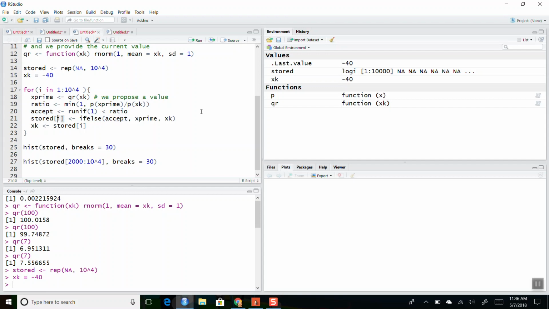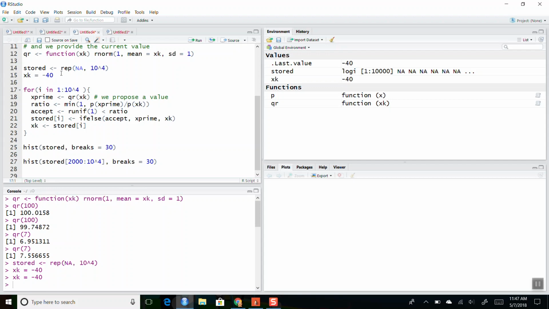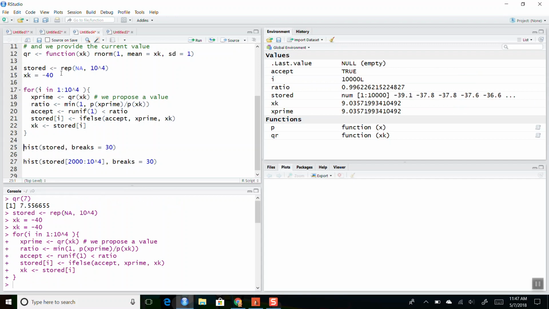Okay? So accept will be a true false value. Right? And then I have an if else. So if I accept it, then the value that goes into stored will be x prime. And if I reject it, then the value that goes into stored will be xk, my current xk value. And then I update xk with whatever I stored into position i. All right. Does this make sense? Okay, so this just follows the steps of the Metropolis algorithm. So I'm starting off with this terrible xk of -40, and then I run my loop, and then it's done.